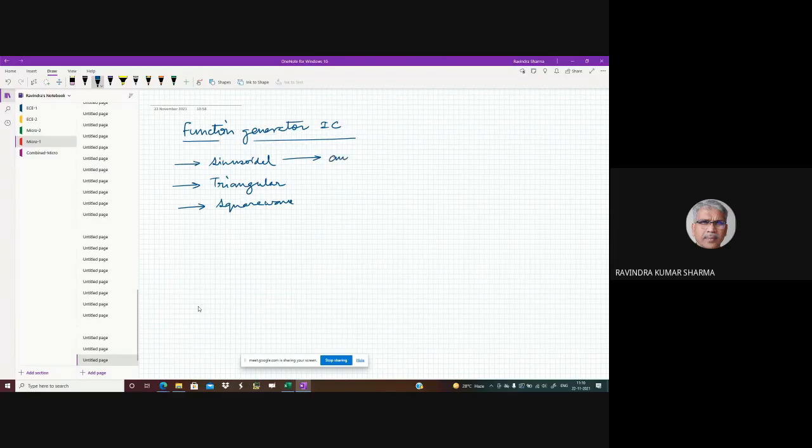And in these three, the sine function generator should have the provision of varying the amplitude and also the frequency. Here you should have provision of varying the amplitude, frequency, and also the symmetry.